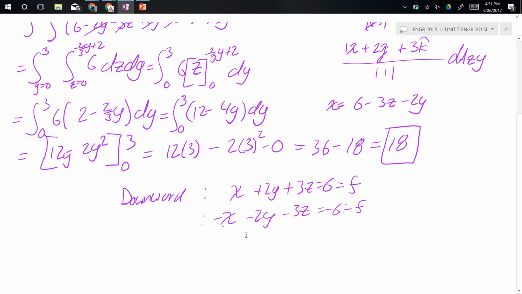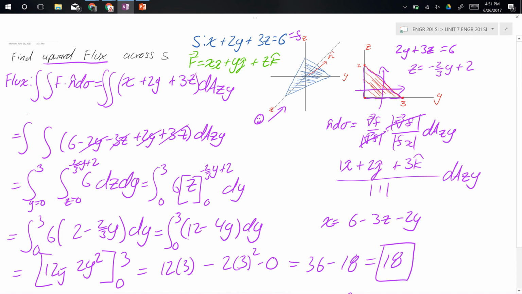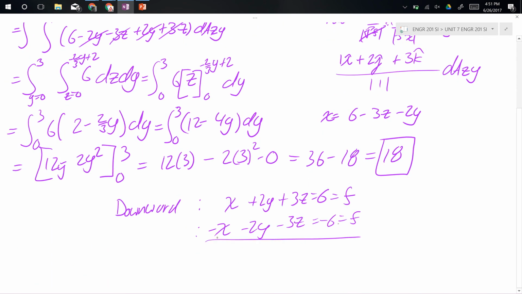So the point of looking at a downward surface is that your n hat will decide your direction. So take note of that.